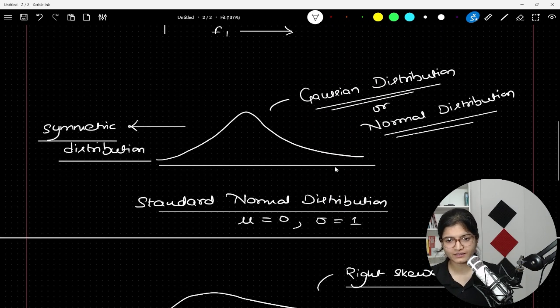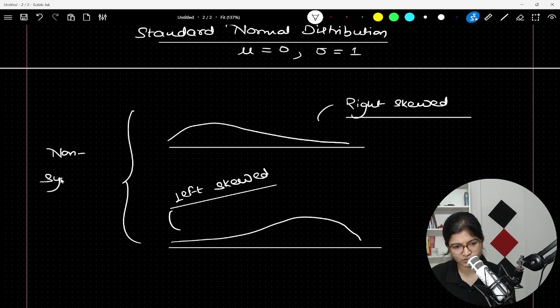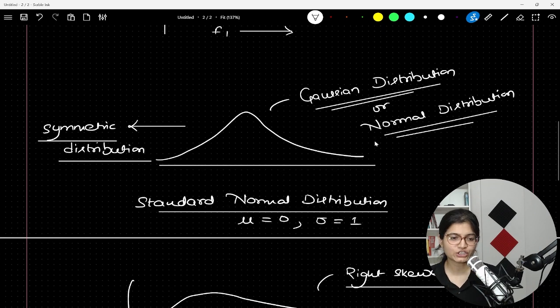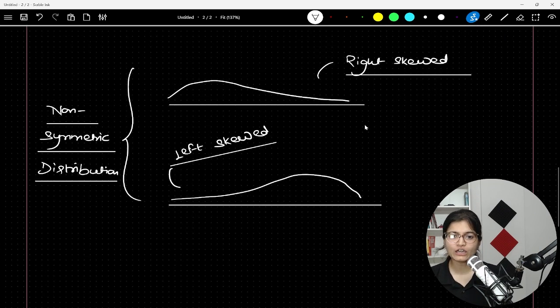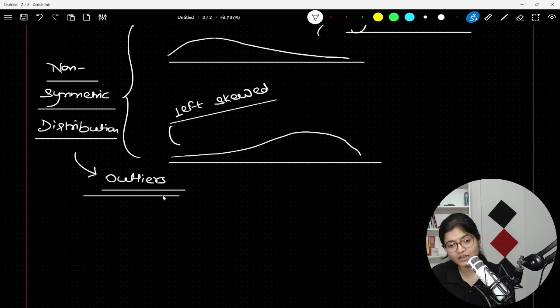For this, again, the knowledge of distribution plots is important. Either it will be a symmetric or a non-symmetric distribution. When I say non-symmetric, it will be either a left skewed or a right skewed distribution. Now the question is, at what point of time will you observe a non-symmetric distribution? When there are outliers available in your data. What is the meaning of outliers?